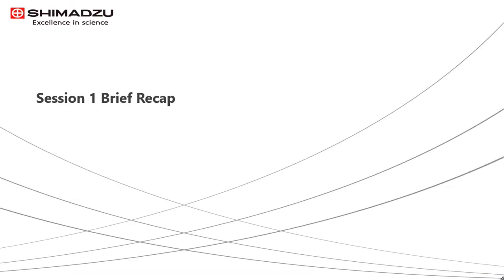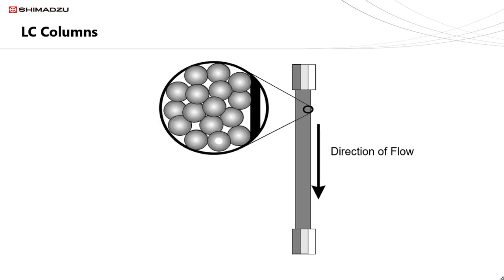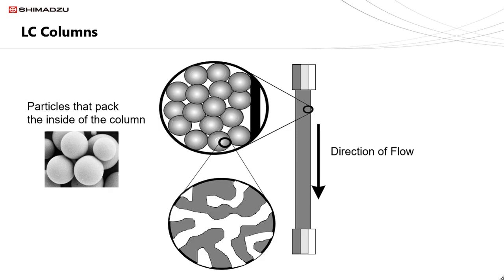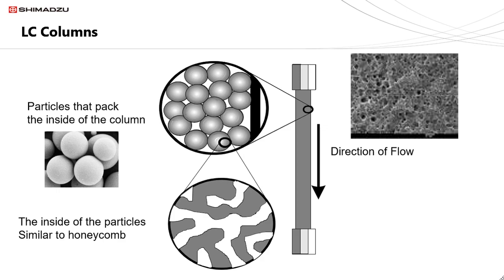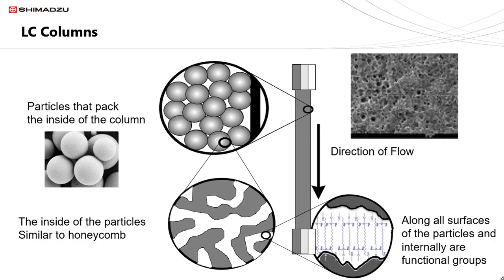So let's begin our session today with a brief recap of our first session. As part of the last webinar, we learnt that the inside of a liquid chromatography column is packed with particles, usually silica in nature. These particles in modern columns are spherical and uniform. The inside of these particles is like a network of pathways, similar to the structure of honeycomb. Along the outside of these particles, as well as the walls of the pathways, are compounds known as functional groups. These functional groups create an environment that promotes interactions of the compound, enabling separation.